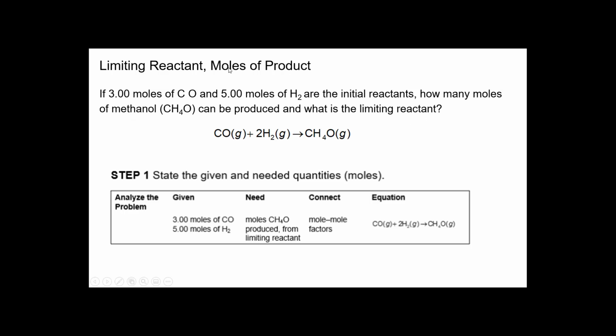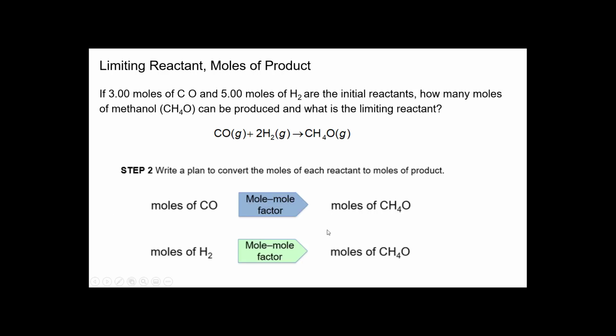So the hint here, and it won't always tell you that it's a limiting reactant problem. It might say it in different words. The hint is you're given both reactants. You're given the amount of both of these because you need them in order to determine how much each one will produce of the product. So given here are reactants, we need to know how many moles of methanol can be produced. And we're going to need to know mole to mole factors with the given equation.